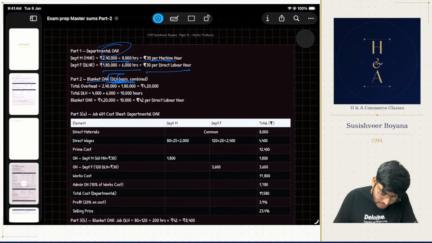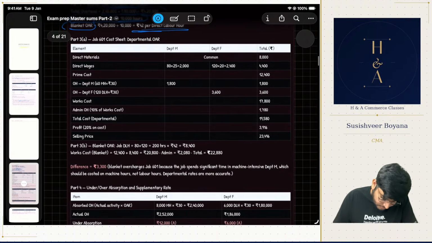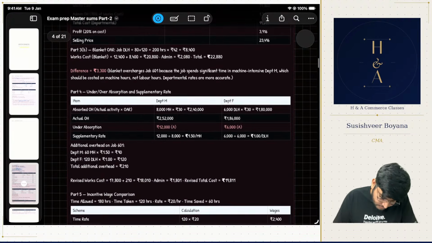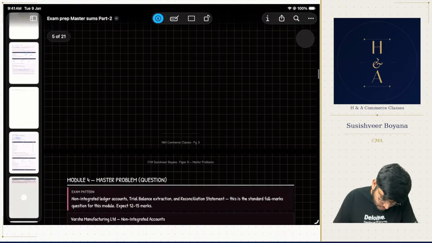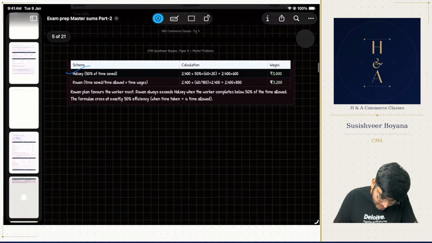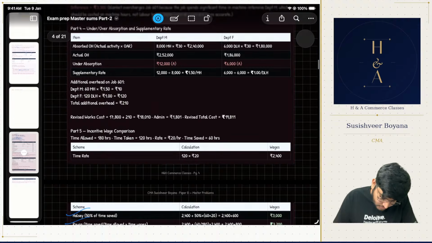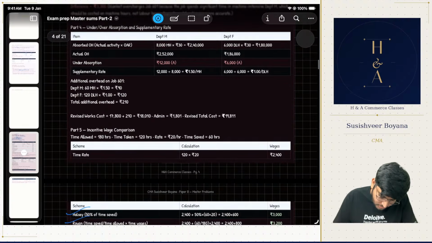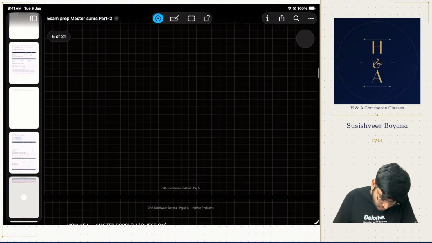We are clearly instructed to use direct labor hours for both. So 2 lakh 40 plus 1 lakh 80 is 4 lakh 20. That is the total. And total direct labor hours is going to be 10,000. So 42 is going to be the blanket overhead rate. Okay, I'll say in row one, you guys can do it. You just have to input the given values.